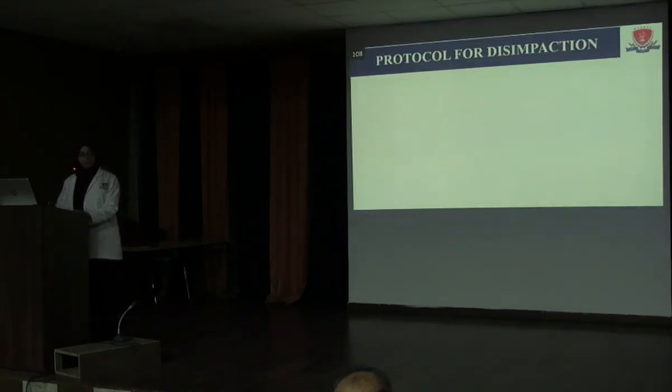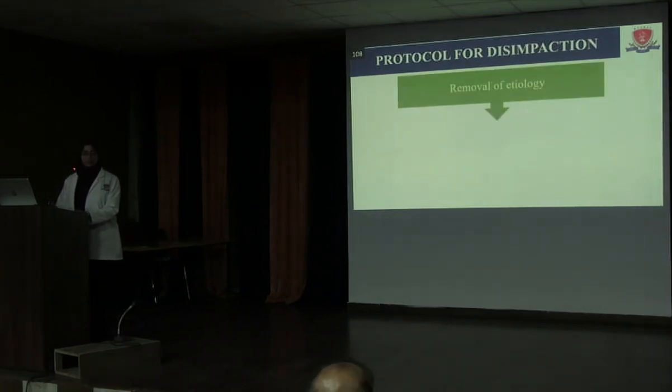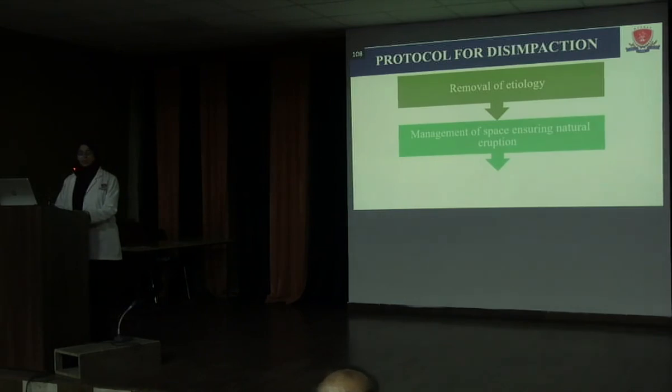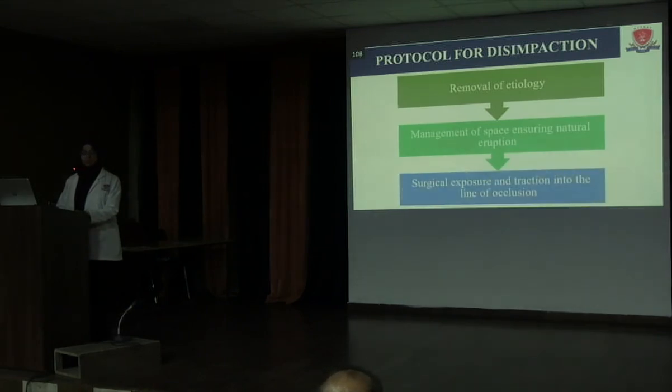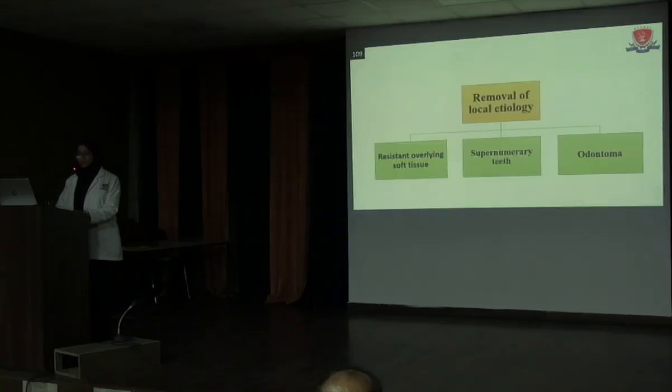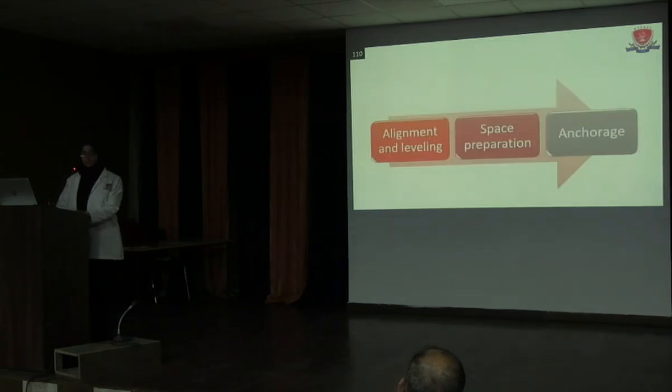Now the protocol for resolution. First, the removal of the etiology is done, as we did in our second case, where the etiology was removed first. Then management of the space ensuring natural eruption, surgical exposure, and traction into the line of occlusion. The etiology can be resistant overlying soft tissue, supernumerary teeth, and odontome. In our second case, the etiology was an odontome. Addressing these obstacles can create the right conditions for the tooth to erupt normally. Now the steps of the resolution are alignment and leveling, space preparation, and anchorage.